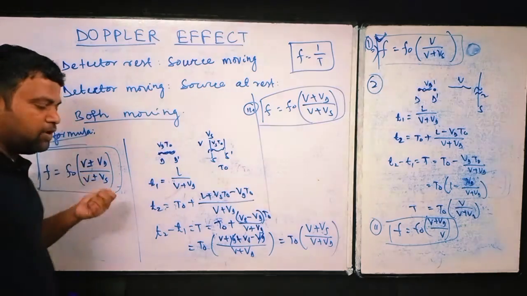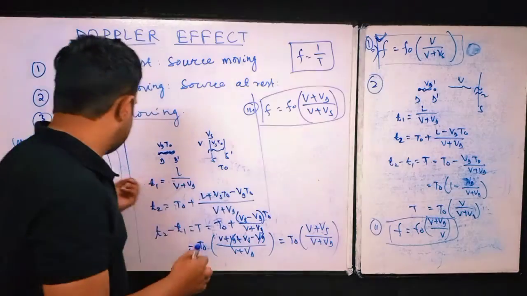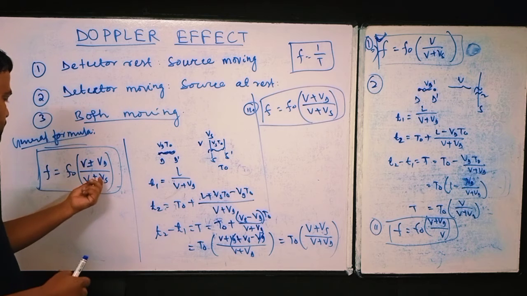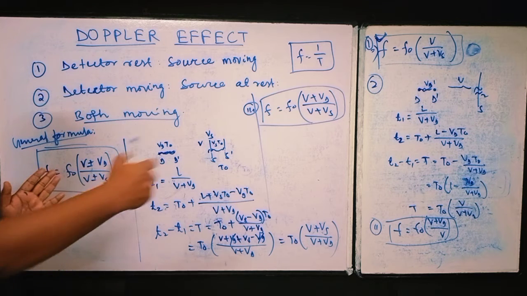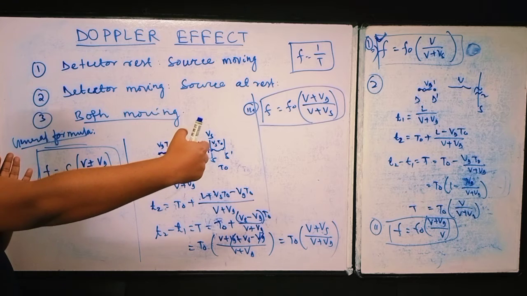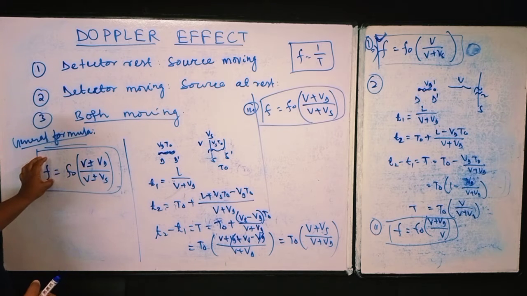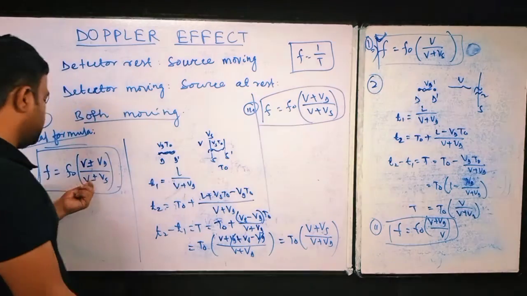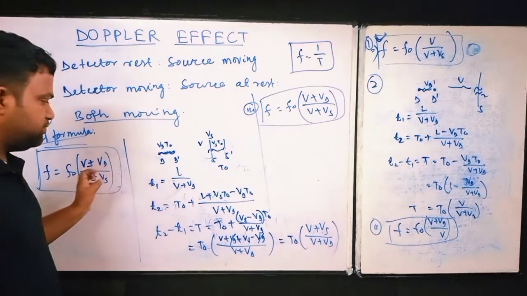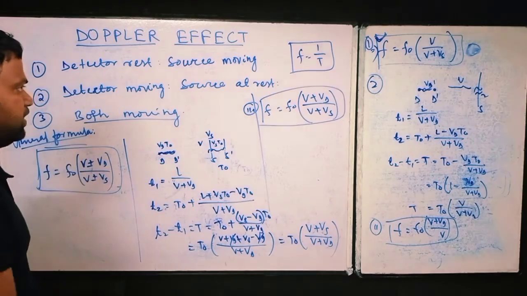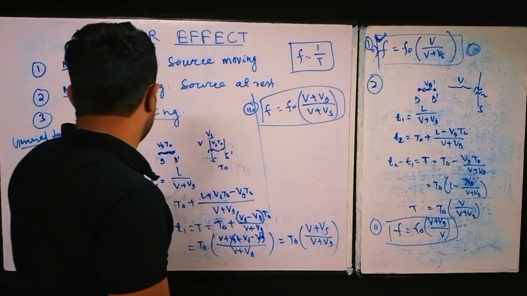Plus, minus: we use plus when the Vs is moving away, right? When Vs is approaching, we'll use minus because the denominator should be less when the source is approaching, so that you will get more frequency. When your source is moving away, it should be V plus Vs, because the denominator should be big, so that you will get less frequency. Fine, so we got the first formula from our generalized formula.